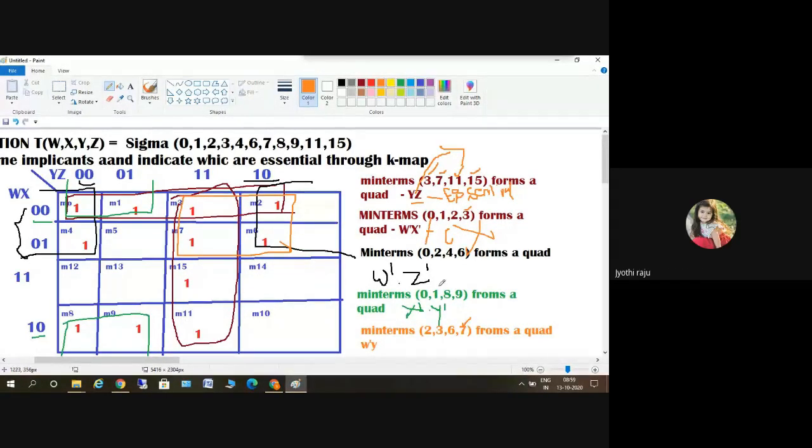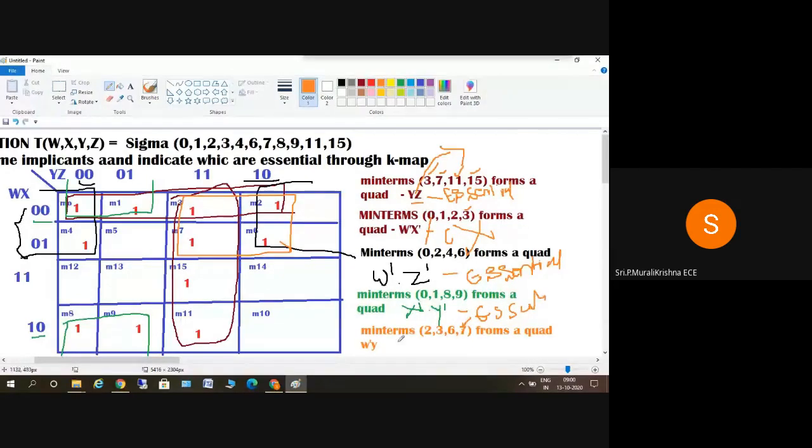Yeah, sir. Yes, sir. And check the min term here. So 0 2 4 6. 0 is already covered. 2 is already covered. So 4 and 6: essentials. So 4 is not covered here, so hence it is an essential one. So mention them as essential here. Okay. And 0 1 8 9. So 0 is covered, 1 is covered, but 8 and 9 are not covered here. So it is also essential.